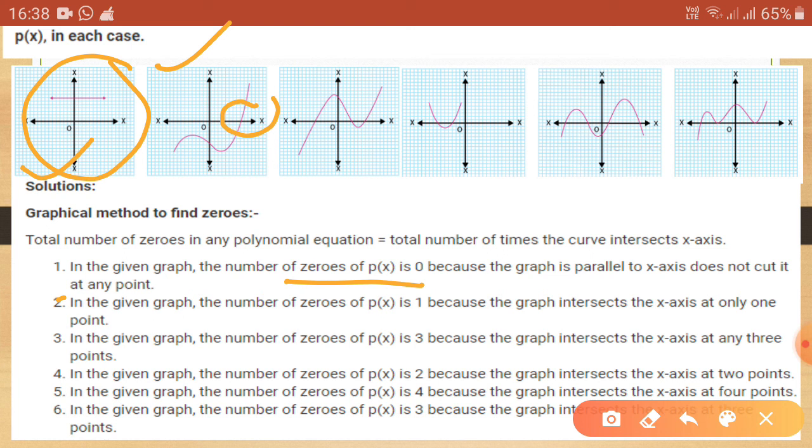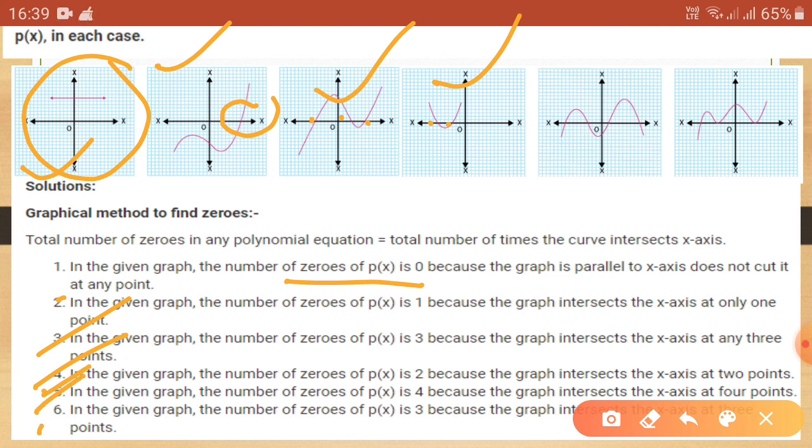Number 3, in the given graph, the number of zeros of p(x) is 3 because the graph intersects the x-axis at 3 points. Here it is 1, here it is 2, and here it is 3. Next, number 4, in this graph, the number of zeros of p(x) is 2 because the graph intersects the x-axis at 2 points. Here it is, here it is.